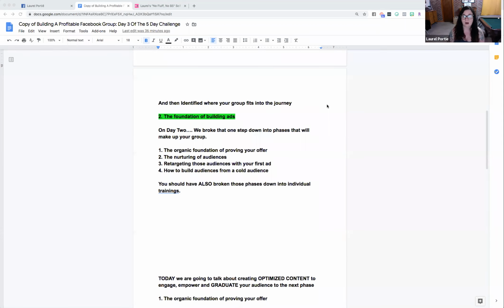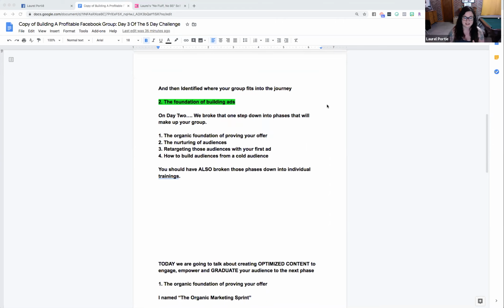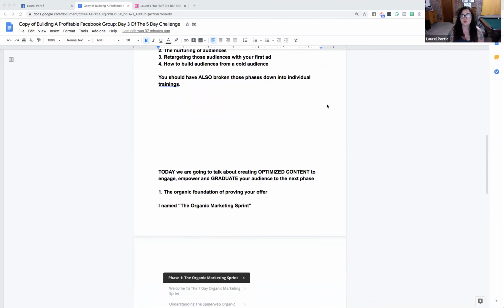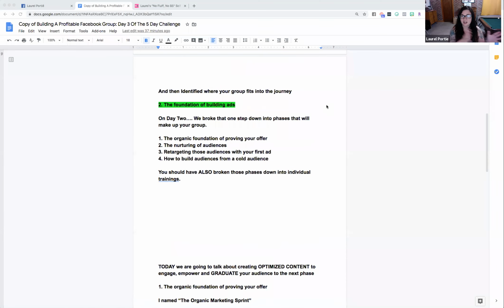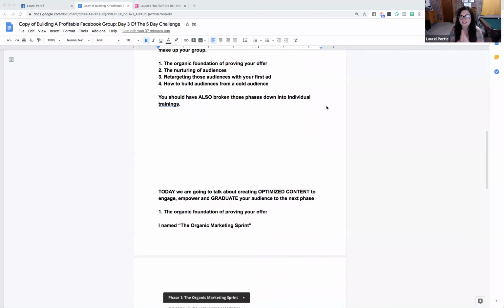So by now, we should have broken up whatever step our group is going to live in. We should have broken them up into phases and individual trainings, okay? Anyone have any questions up until where we are right now? All good? Awesome. That's perfect. I cannot wait to take a look at all of your group phases and everything.